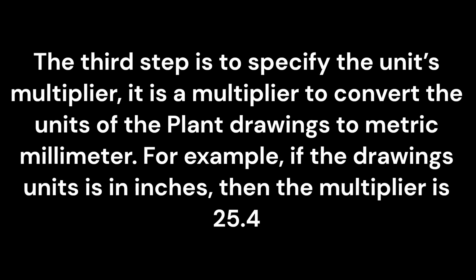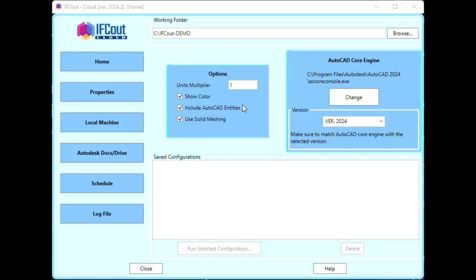The third step is to specify the units multiplier. It is a multiplier to convert the units of the plant drawings to metric millimeters. For example, if the drawing units are in inches, then the multiplier is 25.4.